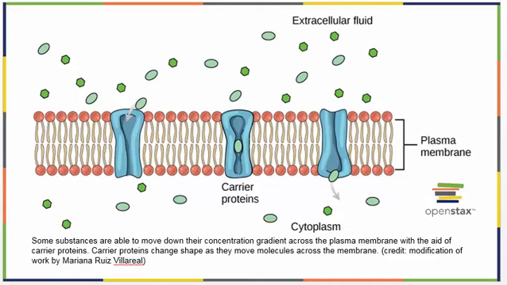Channel and carrier proteins tend to transport material at very different rates. Channel proteins transport things much more quickly than do carrier proteins because you don't have to wait for that change in shape. Channel proteins facilitate diffusion at a rate of tens of millions of molecules per second, whereas these carrier guys seen here, they work more like 1,000 to 1,000,000 molecules per second.